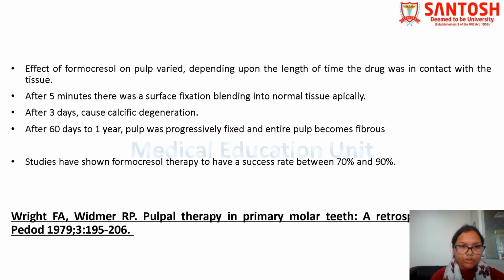The effect of formocresol on pulp varied depending upon the length of time the drug was in contact with the tissue. Basically, 1 minute is enough to fix the pulp, but studies show that after 5 minutes there was a surface fixation blending into the normal tissue apically, and after 3 days it causes calcific degeneration. After 60 days to 1 year, the pulp was progressively fixed and the entire pulp becomes fibrous. Studies have shown formocresol therapy to have a success rate between 70 to 90%.